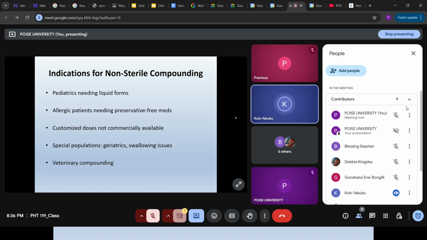Another reason why we do non-sterile compounding is that there may be customized doses that are not commercially available. What I mean by that is every medication comes in certain strengths and dosage forms and all of that.